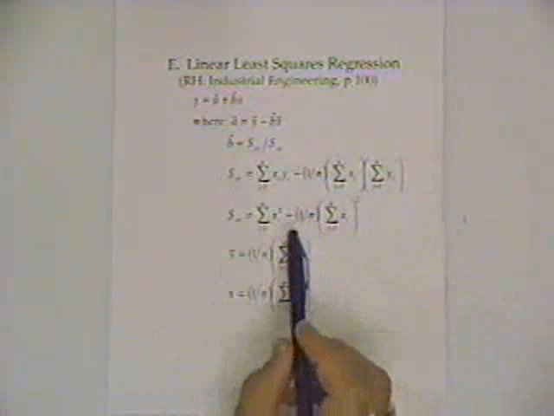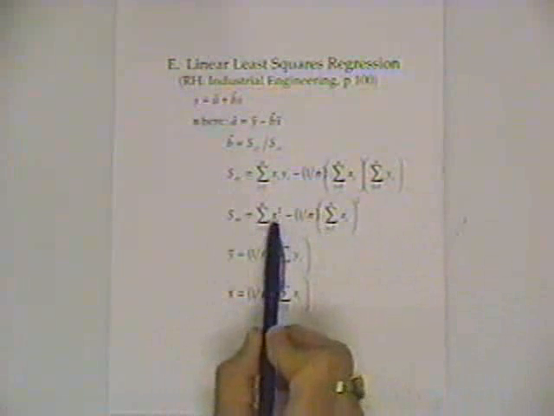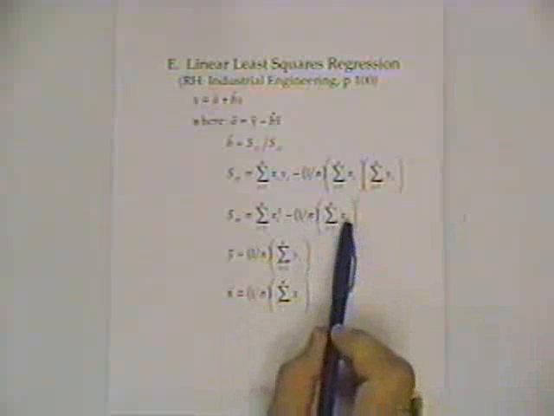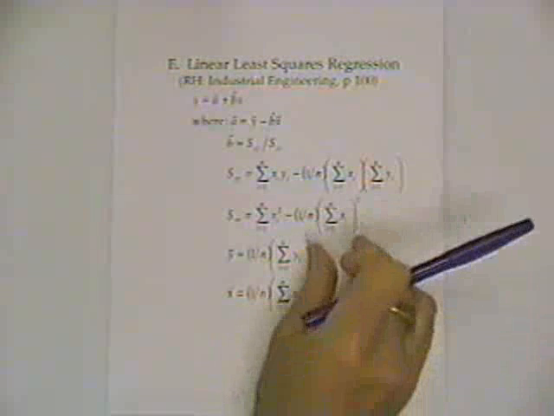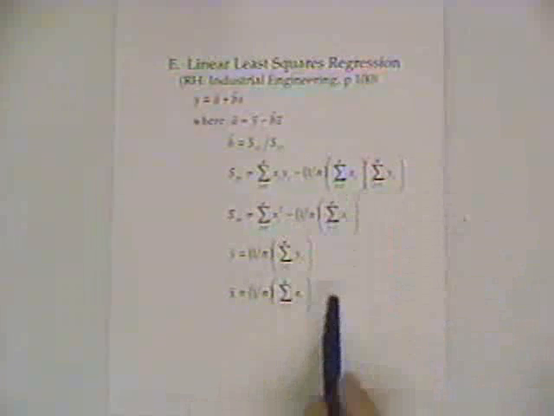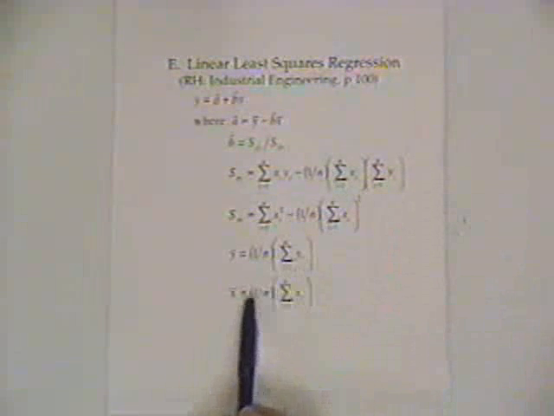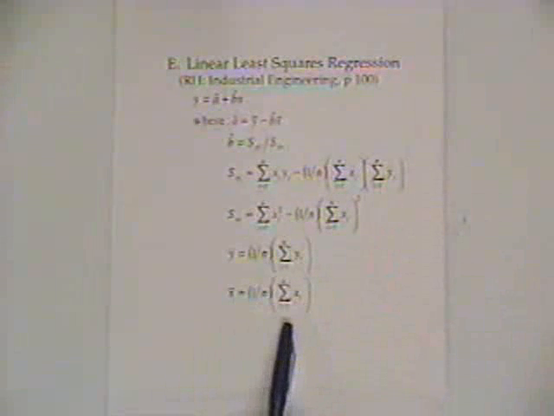Calculate the value of S sub xx as the summation of each x data point squared, minus 1 over n times the summation of the x data points, and that entire summation is then squared. Y bar is just the mean or average value of the y's, and x bar is the mean or average value of the x's: the summation of the values divided by the number of data points.